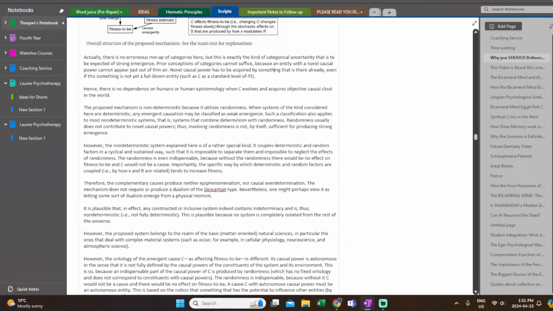However, the non-deterministic system explained here is of a rather special kind. It couples deterministic and random factors in a cyclical and sustained way, such that it is impossible to separate them and impossible to neglect the effects of randomness. The randomness is even indispensable, because without the randomness, there would be no effect on fitness, and C would not be a cause. Importantly, the specific way by which deterministic and random factors are coupled, i.e. by how X and R are related, tends to increase fitness.